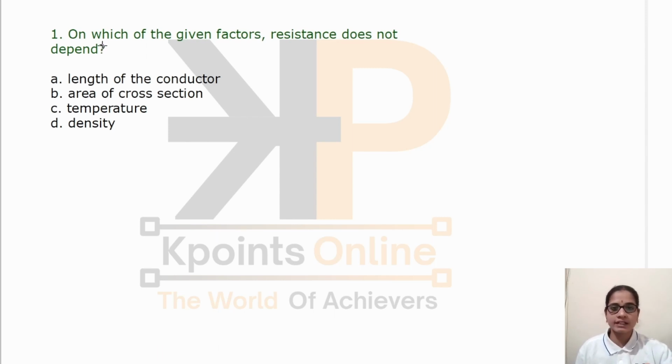On which of the given factors does resistance not depend? The options are length of the conductor, area of cross section, temperature, density. We know that resistance of a conductor is given by the equation R is equal to rho L upon A, which means this resistance depends on the length of the conductor and area of cross section, and rho is constant for a particular material. Now we know that resistance also depends on the temperature.